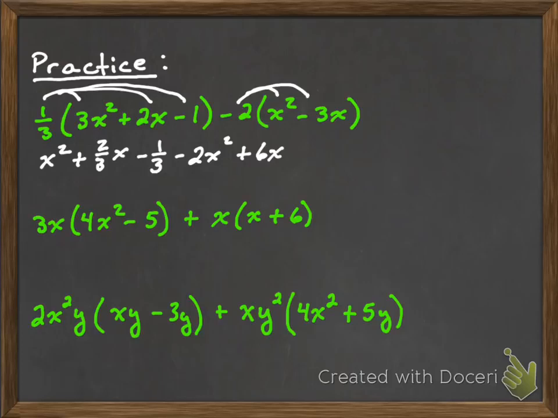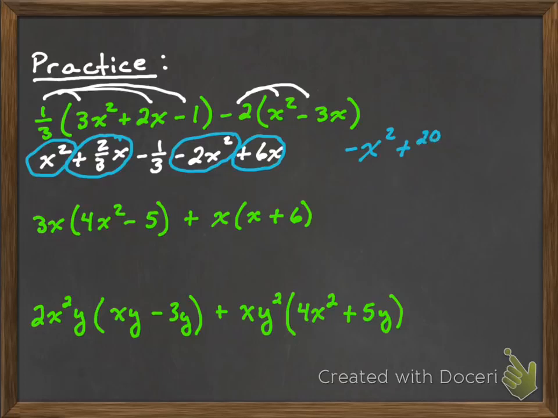Now combining like terms, let's see, we have a positive x squared and we have a negative 2x squared. That'll give us a negative x squared. We have a positive 2/3 x and a positive 6x. That would give us 6 2/3 x. But what we want to do is write this as an improper fraction. 6 2/3 would be equivalent to 20/3 x. And then we've got our constant on the end of minus 1/3.